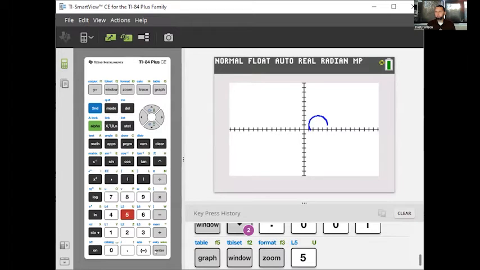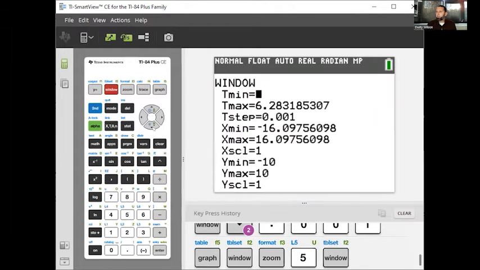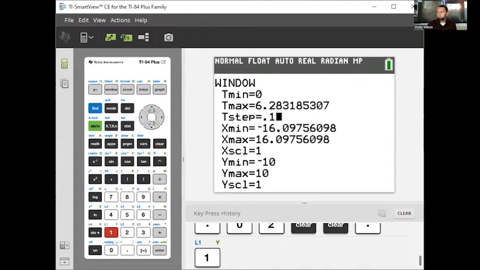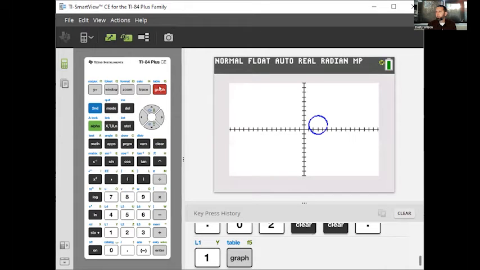Proportions are even horizontally and vertically. So notice that what's being traced out here is a circle. If I go back to my window and I change that t step to be, say, 0.1, something much nicer, it'll graph the same thing, but very quickly. So again, changing the t step will change the speed and the accuracy at which something is graphed.